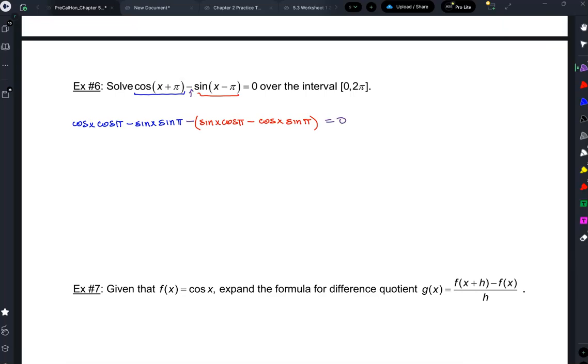Okay, let's simplify what we can simplify. What's cosine of pi?